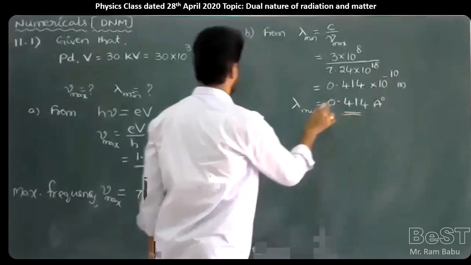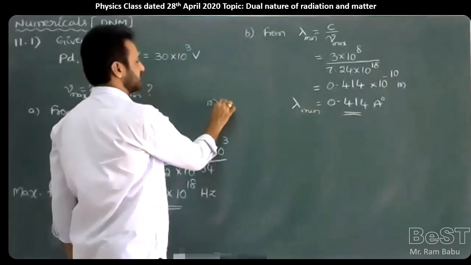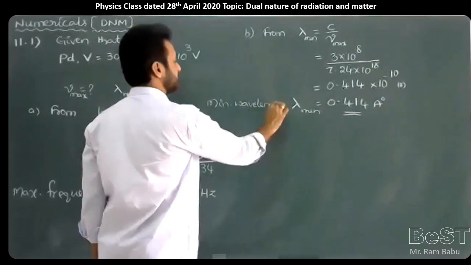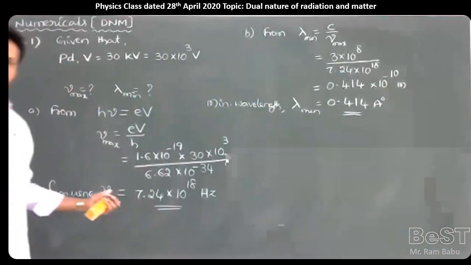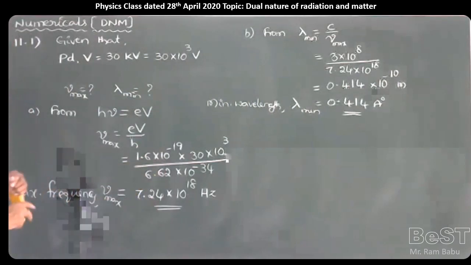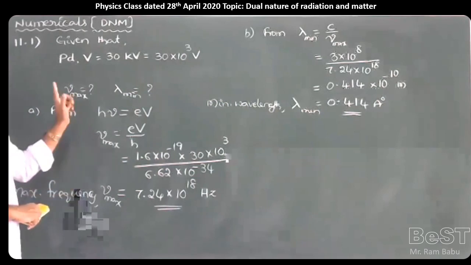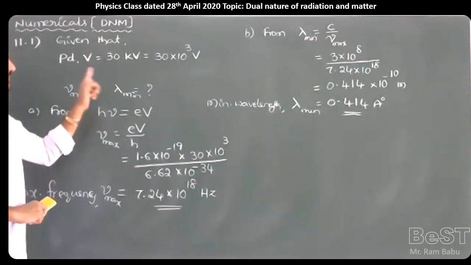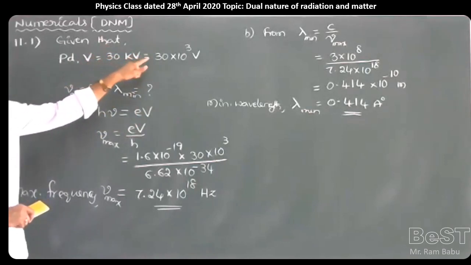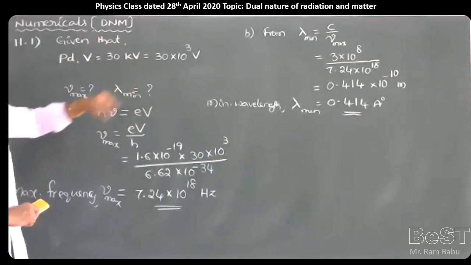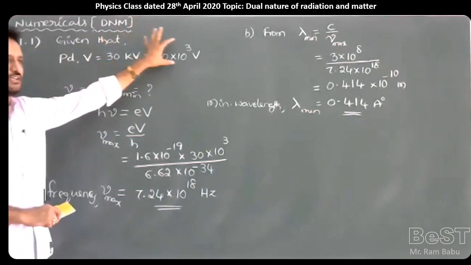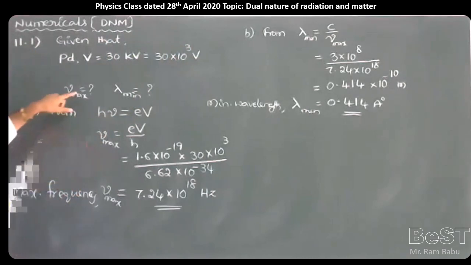So it is the second value, the minimum wavelength. First one is maximum frequency, second one is minimum wavelength. Check once again the question. They asked to find the maximum frequency and the minimum wavelength of X-rays of 30 kilovolt. They gave the potential difference, 30 kilovolt, so we have written 30 into 10 cube. And the frequency formula we should calculate first.